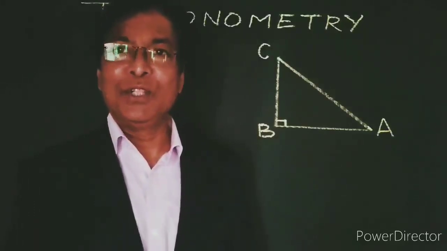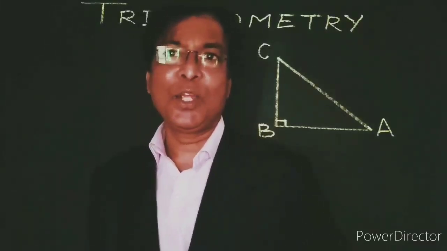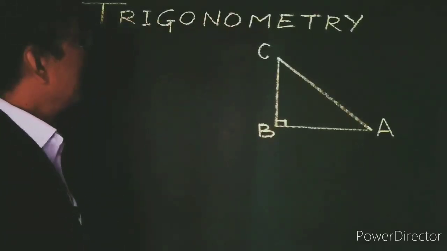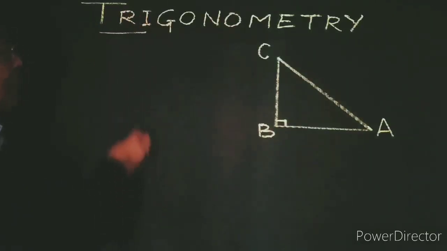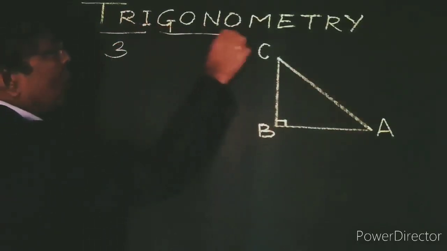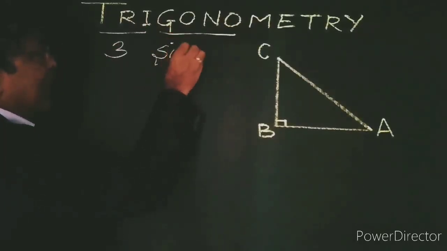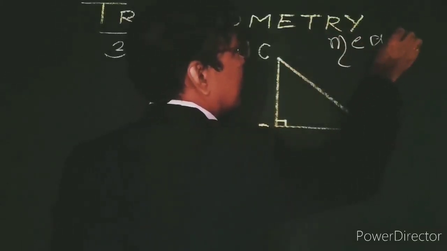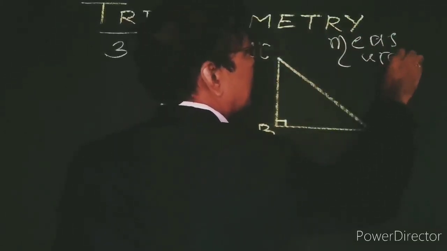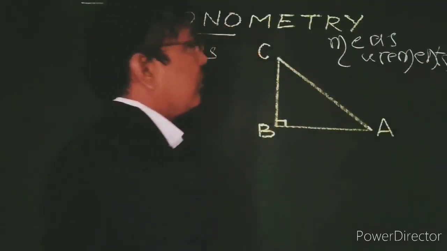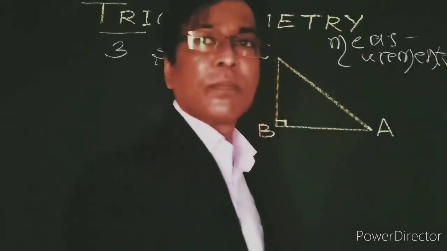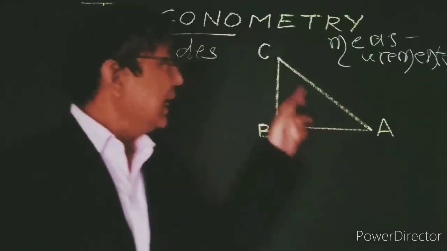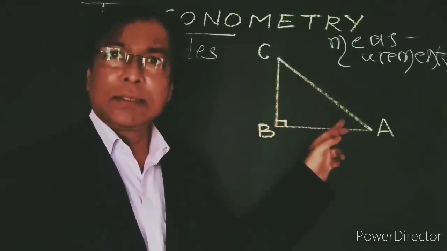In this video, I'm going to deal with CBSE Class 10, Chapter number 8, Trigonometry. Trigonometry is a Greek word. Tri means three, gno means sides of a triangle, and metry means measurements. Trigonometry gives the relationship between the sides of a triangle and the angles.